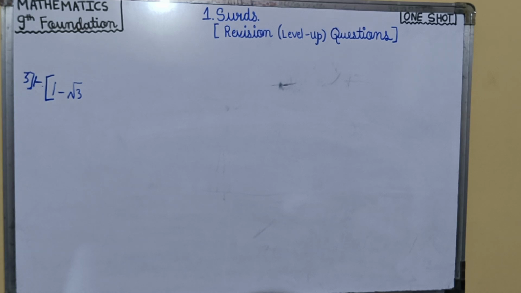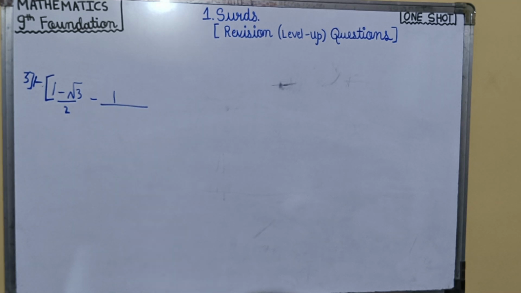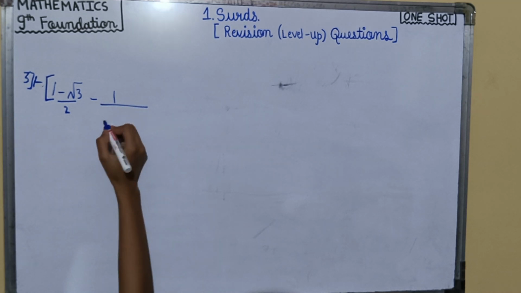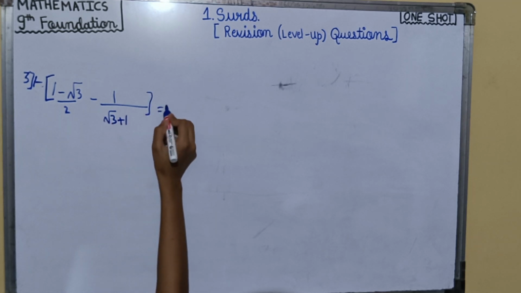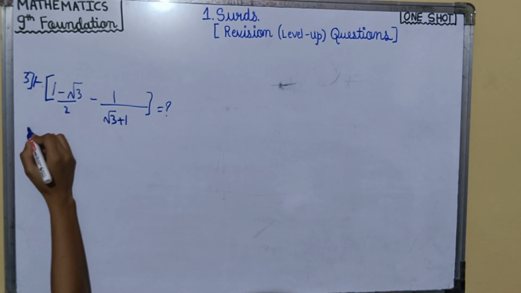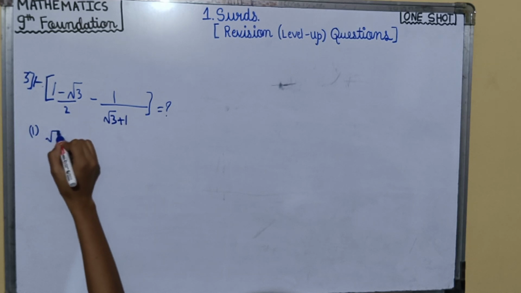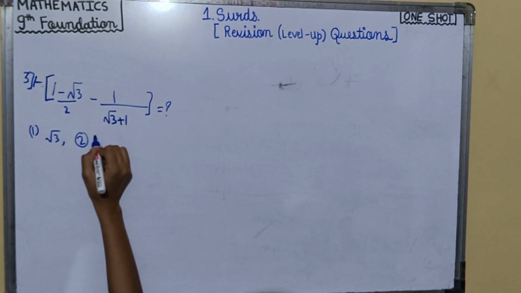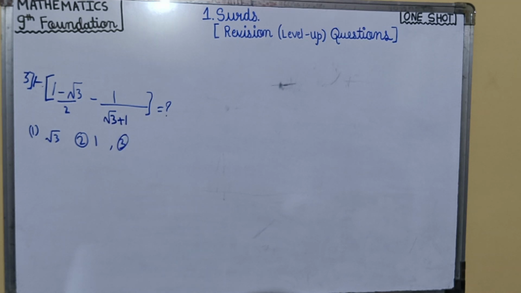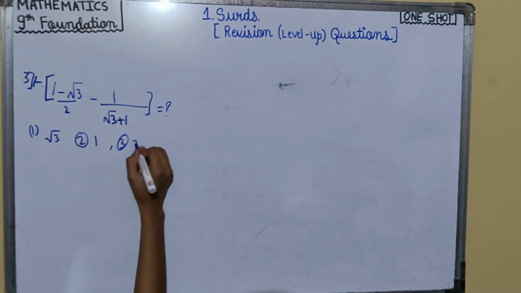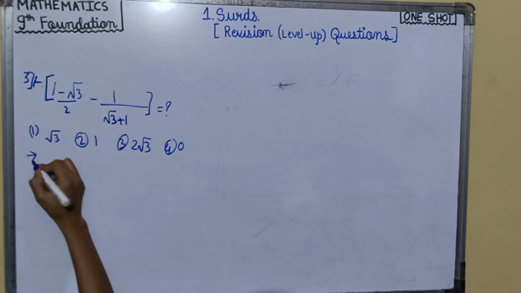1 minus root 3 upon 2 minus 1 upon root 3 plus 1 is equal to what? So option number 1 given is root 3. Option number 2 given is 1. Option number 3 given is 2 root 3. And option number 4 is 0. We have to find the answer.